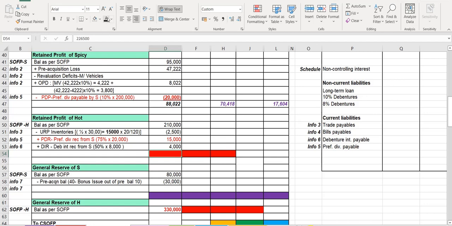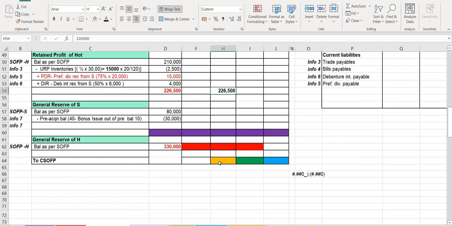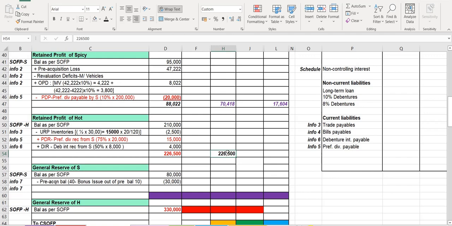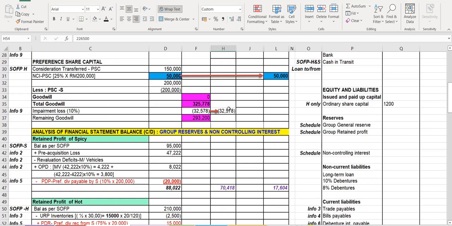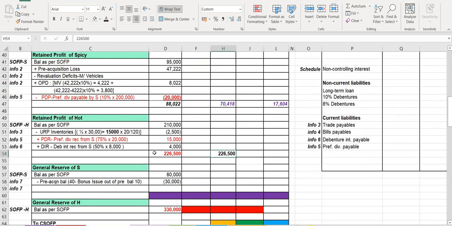So now you have the total of HOT, and the total of HOT is 226,500. This will be included in the column for group retained profit. So these are the items or the amounts that will be used to reduce the so-called impairment loss that you have had earlier here. So that will be adjusted against the group retained profit. Right. Next one is for the item here, you are done.